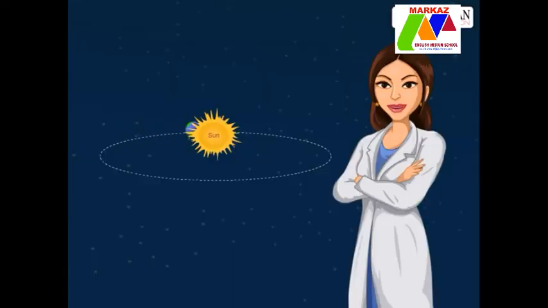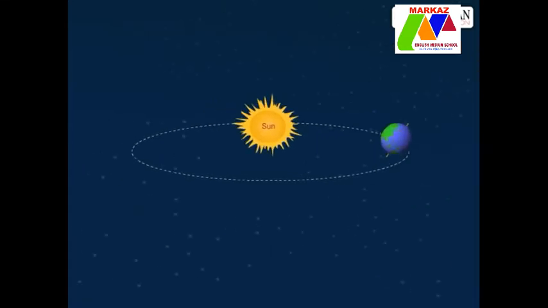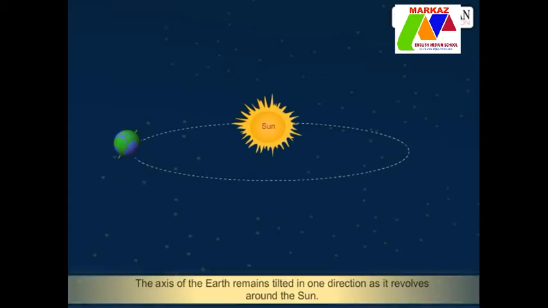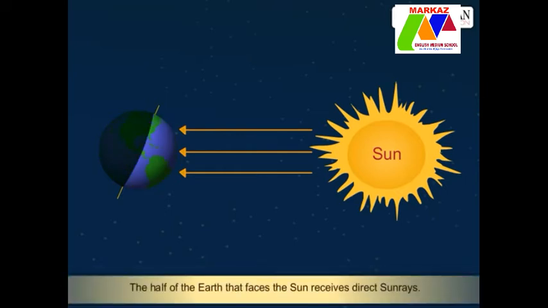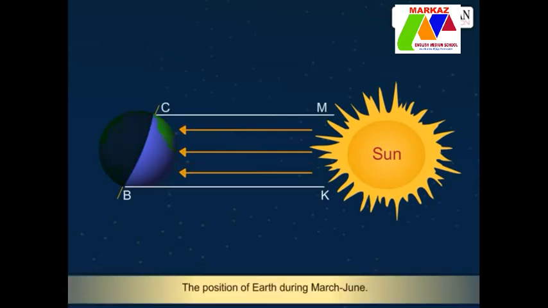Now let us see what causes the change in the seasons. We all know that the Earth revolves around the sun. The axis of the Earth remains tilted in one direction as it revolves around the sun. During a certain period in the year, half of the Earth faces the sun, while the other half faces away from the sun. The half of the Earth that faces the sun receives direct sun rays, while the other half of the Earth receives slanted sun rays. This is the position of the Earth during March to June.